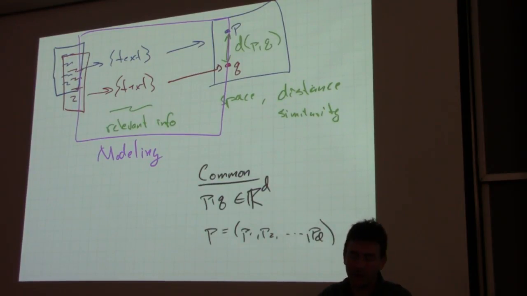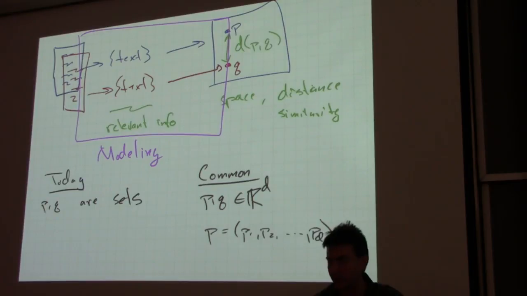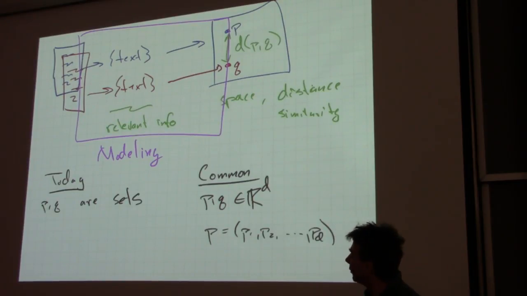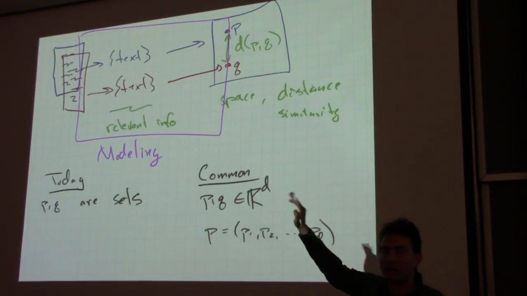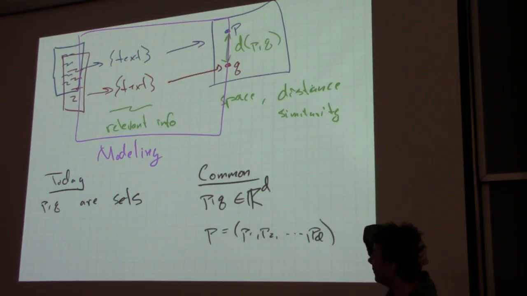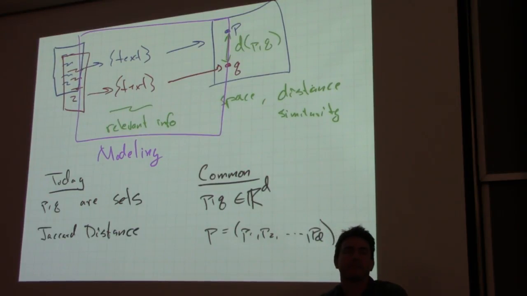But what we want to talk about today is where P and Q are going to be sets. Okay? There's a very nice modeling of text that maps it into a space of sets. And then we need to define a distance. We use the Jaccard distance. It will be a distance between sets. Jaccard distance. Okay?